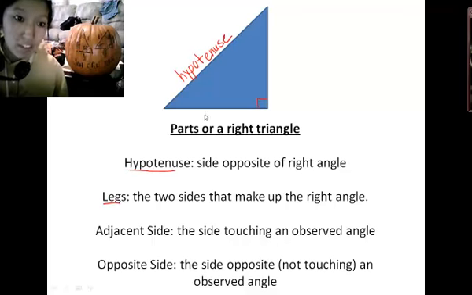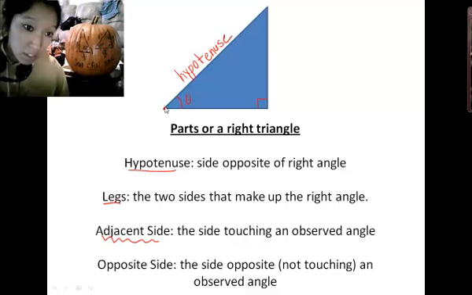We have 2 legs, those are the sides that make up the 90-degree angle in that right triangle. And then we have an adjacent side. So in order to have an adjacent side, we have to have an angle of study. So I'm just going to say we're studying this angle right here. So we're going to be now looking at the angles, or these parts of these triangles that we're going to be studying in trig.